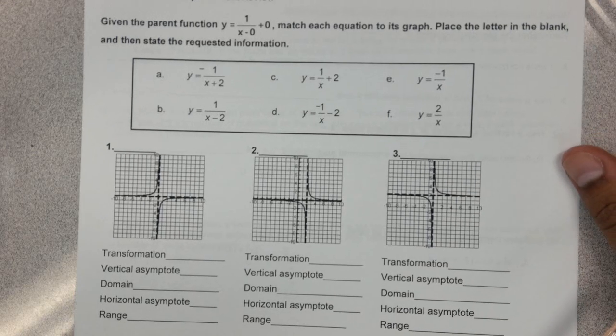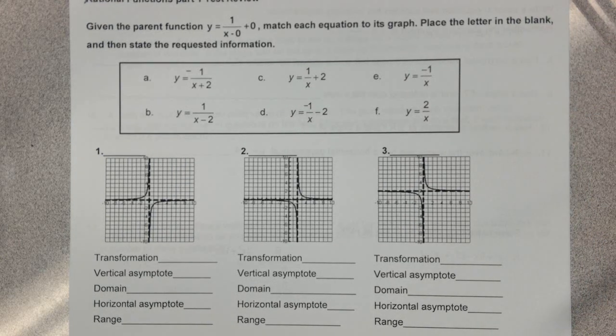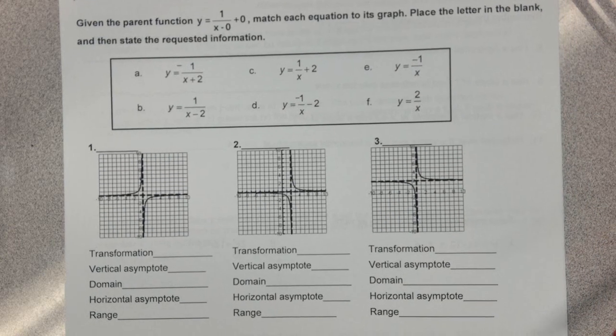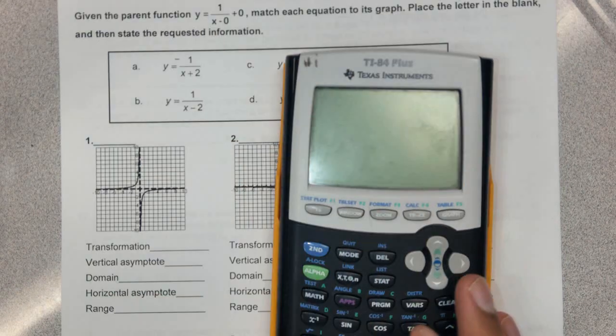Alright, welcome to the Algebra 2 Rational Review. For 1 through 6, all we're going to do is match the graphs, get the transformations, the asymptotes, domain, and range. Alright, so I'm going to start off with A.